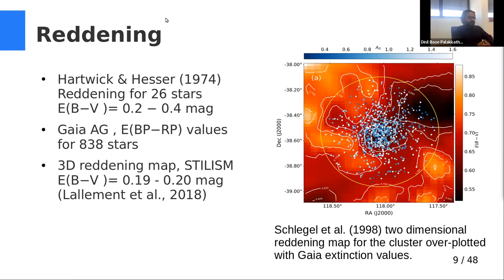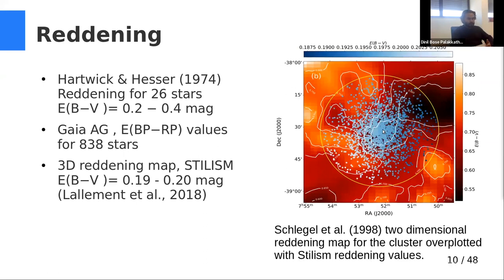So we have the Gaia extinction values for 838 stars. If I plot the Gaia extinction values, you can see that towards the center of the cluster, although Gaia has a large uncertainty, Gaia is also showing that towards the center of the cluster we have less extinction. Now, if I plot the extinction values from Stilism, we can see a gradient from bottom left to top right, but Stilism has a large error, so we cannot use it. So we decided to use the Schlegel et al. two-dimensional reddening map in order to find the extinction for individual stars.